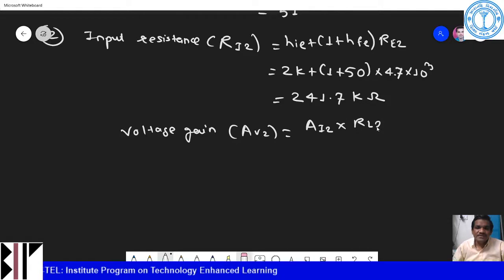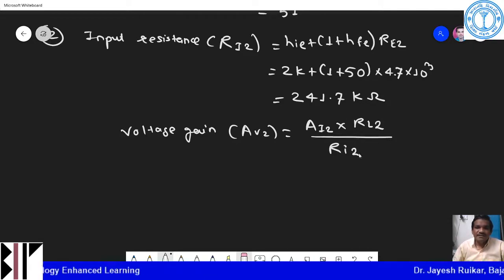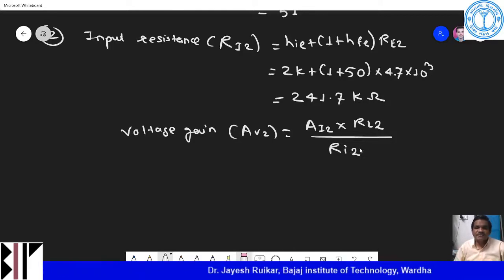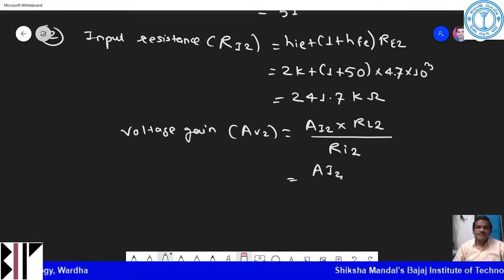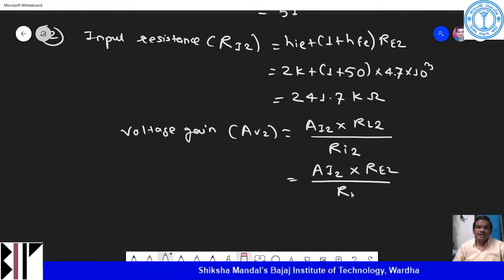So RL2, I will write it here: load resistance divided by input resistance, that is Ri, or input impedance. Here the second stage is there, so all subscripts are 2. So what is RL2 now? Load resistance. Load resistance is nothing but my emitter resistance. Okay, so I will write the equation as AI2 multiplied by RE2 divided by RI2.